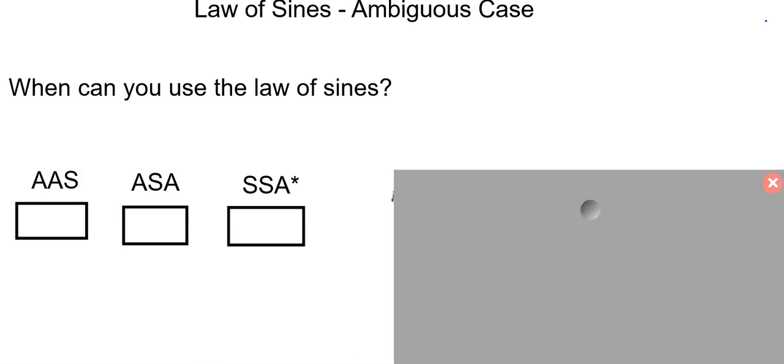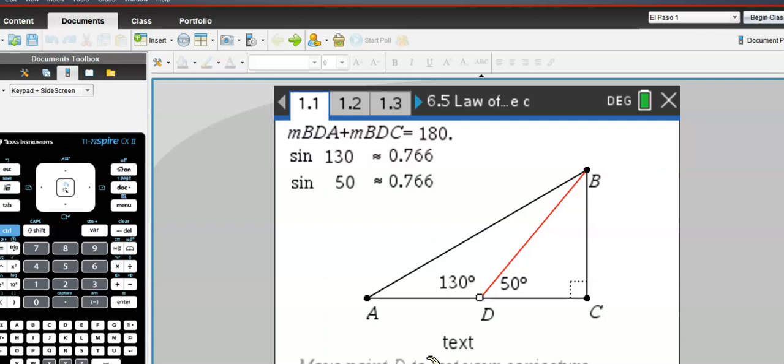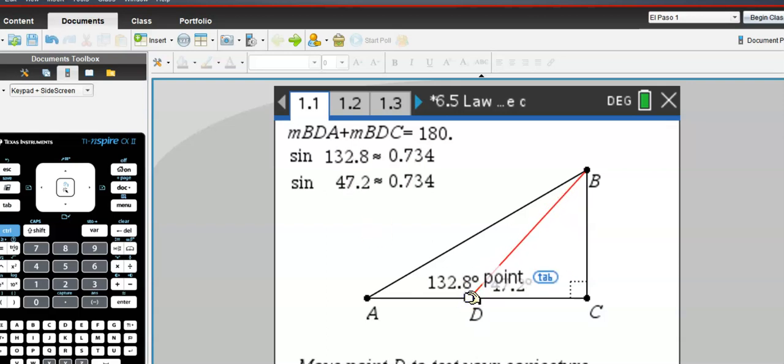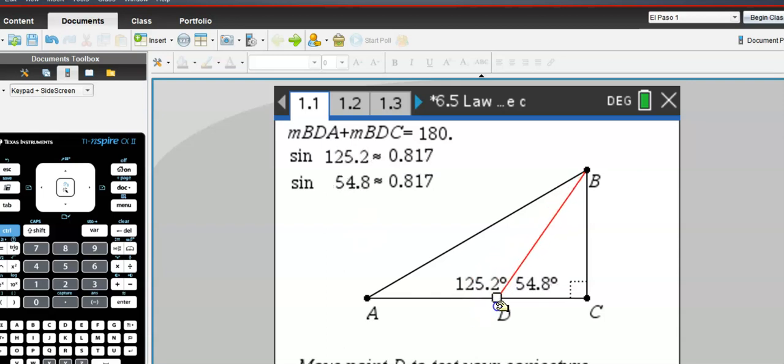Let's actually just look at a file here for a second. I want you to see why using sines to solve an oblique triangle causes problems. Because sometimes when we have a triangle like this ABD triangle here, what's interesting is if you notice, those two angles are supplementary. So 52.9 and 127.1 are supplementary. The sine of both of those angles, the sines are the same.